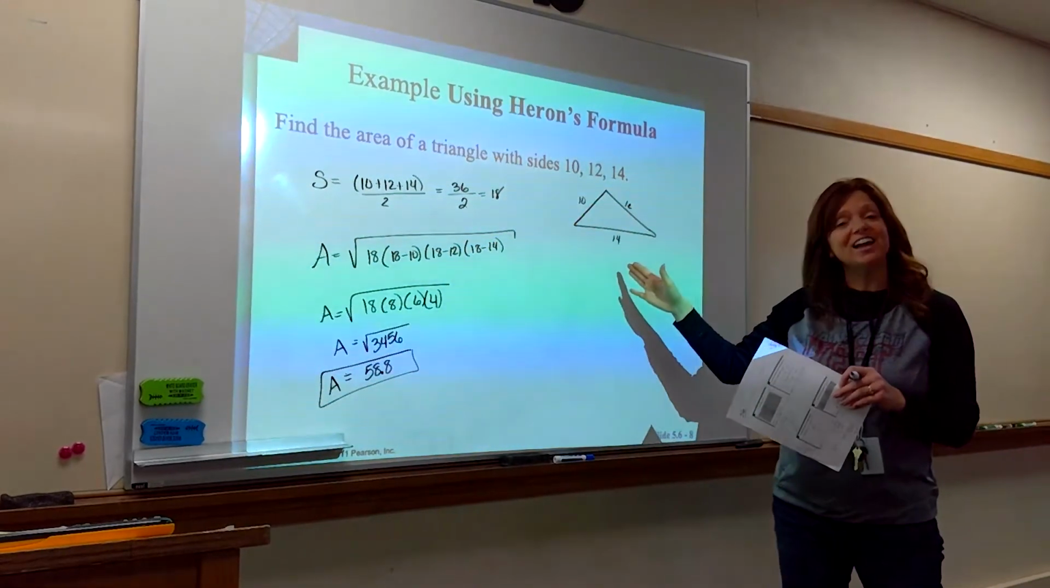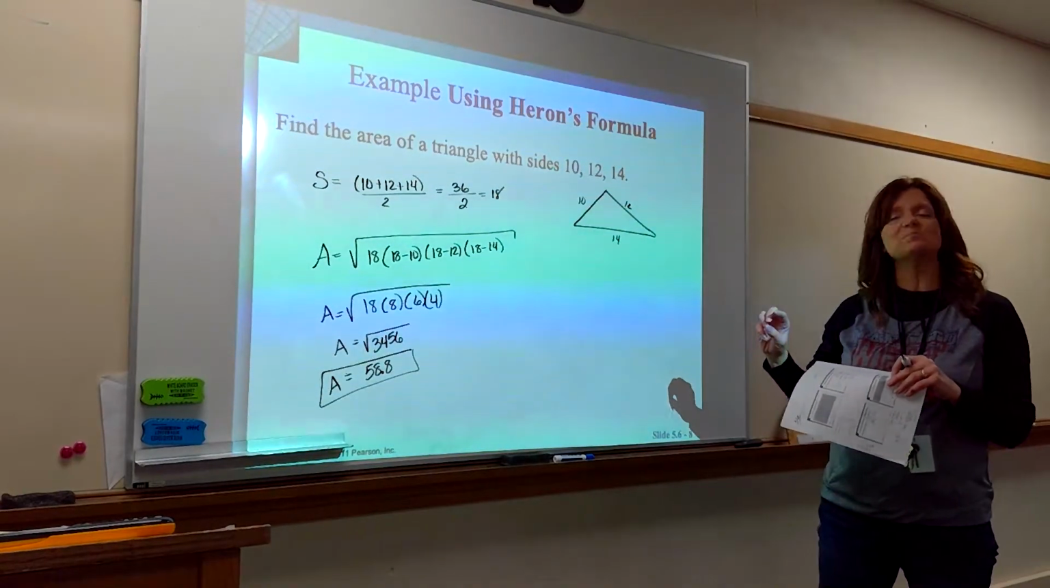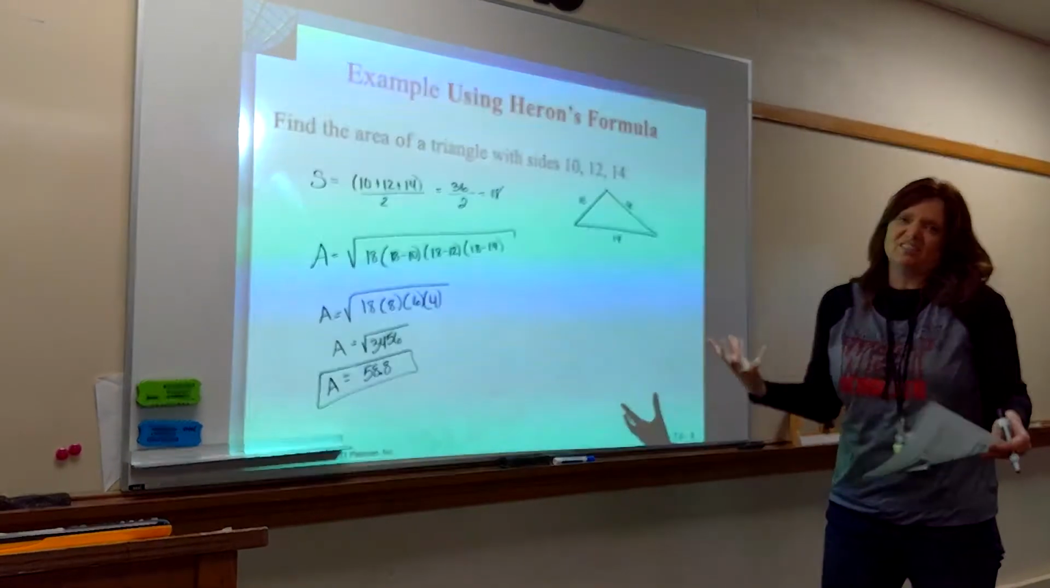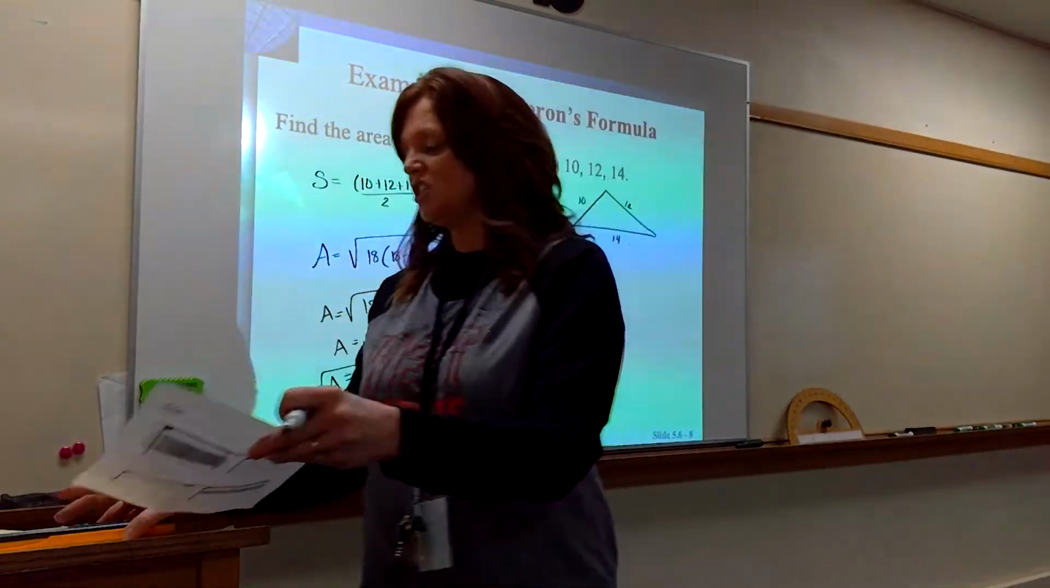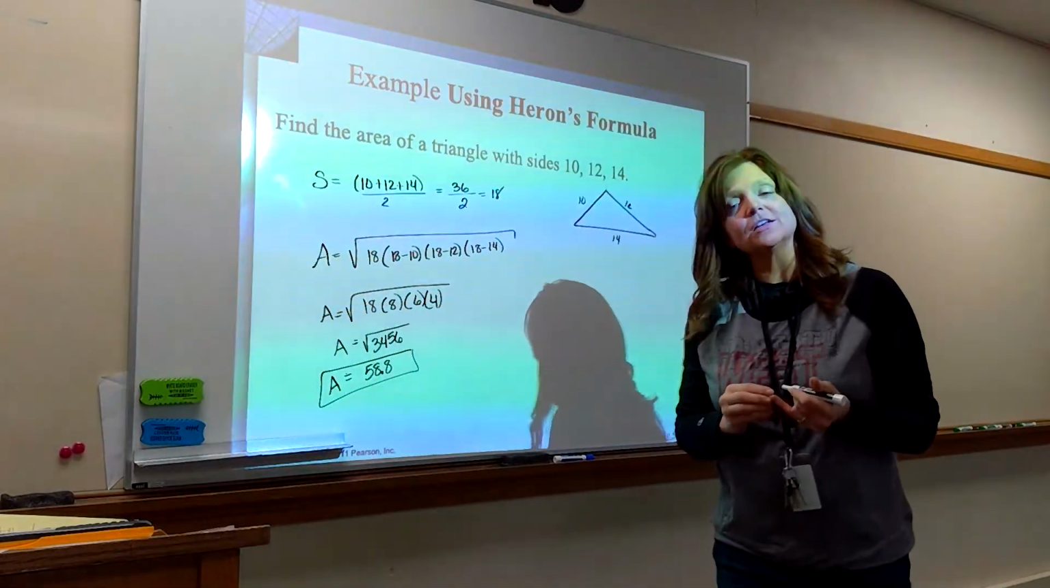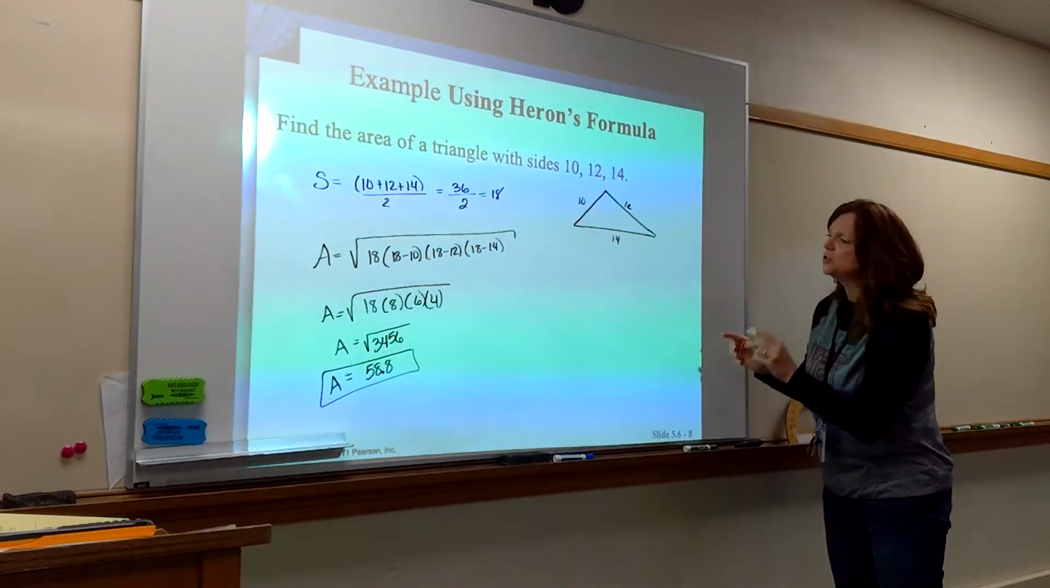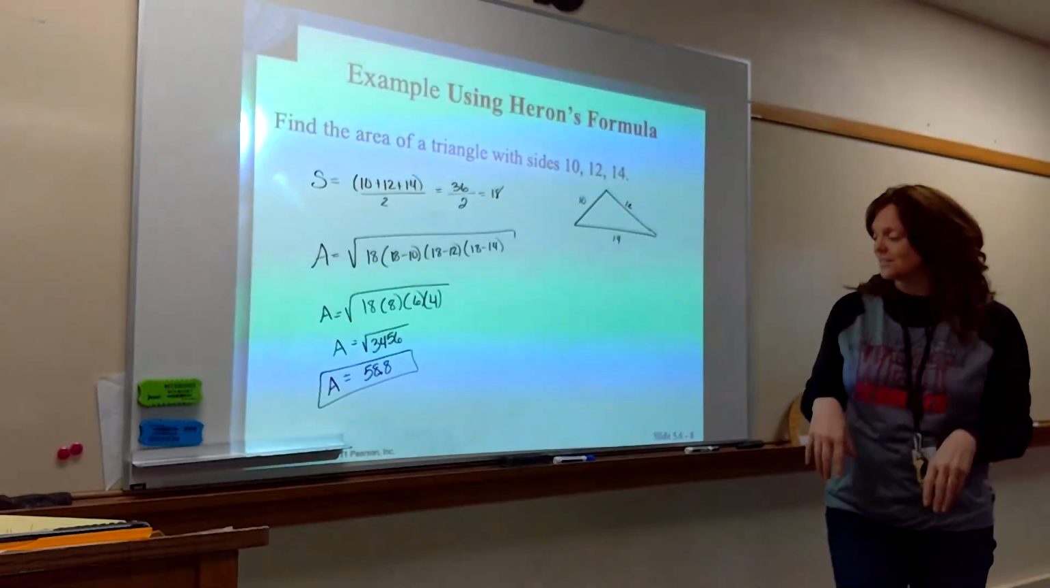Obviously, we didn't have the height in this triangle, so with 1/2 base times height, we would need to figure out that height. So just a different option that you have for that. And so there'll be one of those on your quiz as well. So make sure you know how to use that. Okay, so those are the examples.